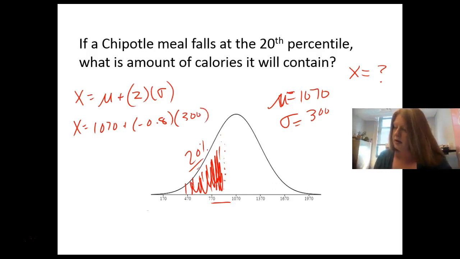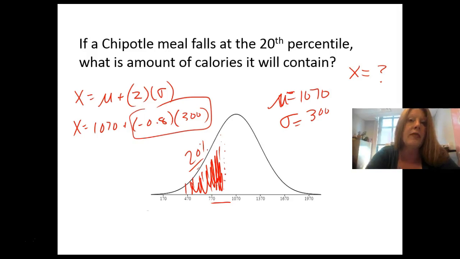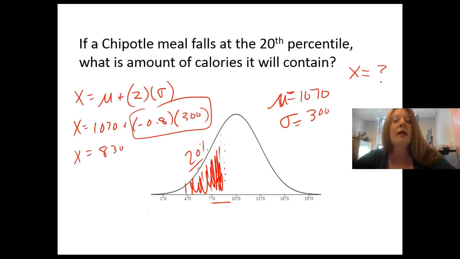And so you can see, or if you work through this, what I would do first is figure out this little chunk, and then add that to 1070. You should get x of approximately 830. And again, this is why it's super important to show your work.